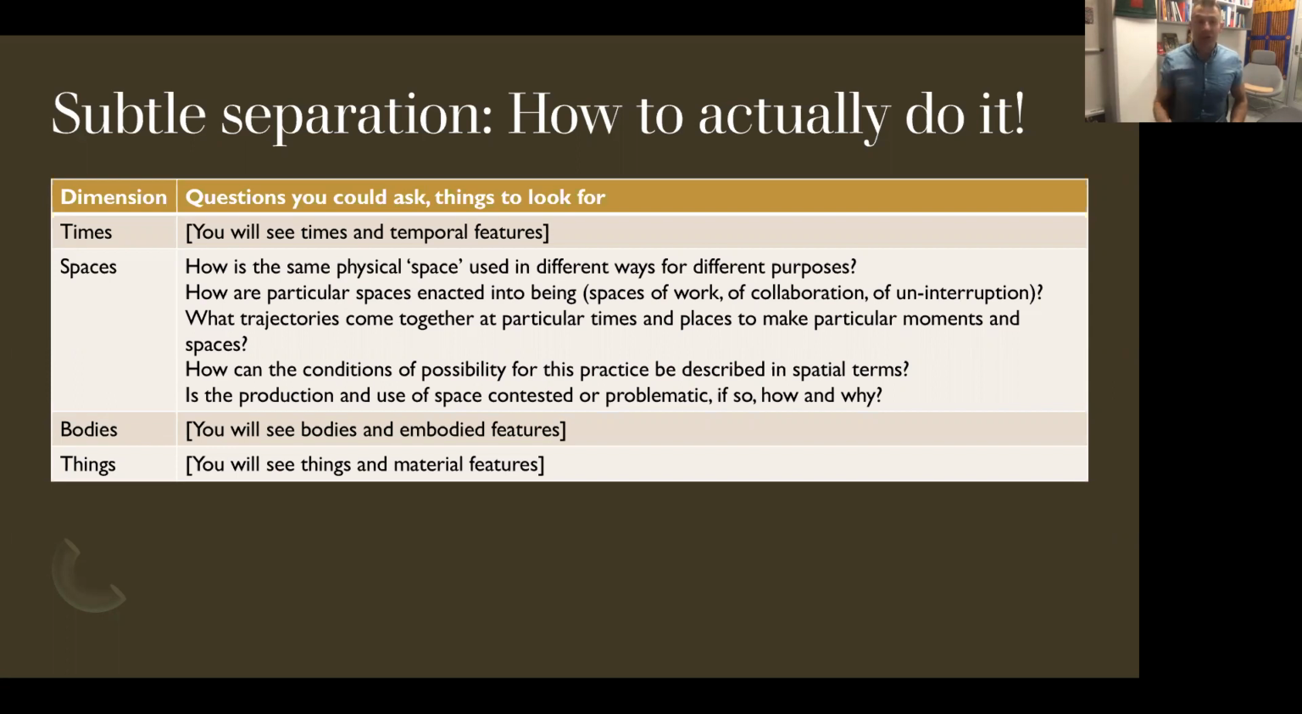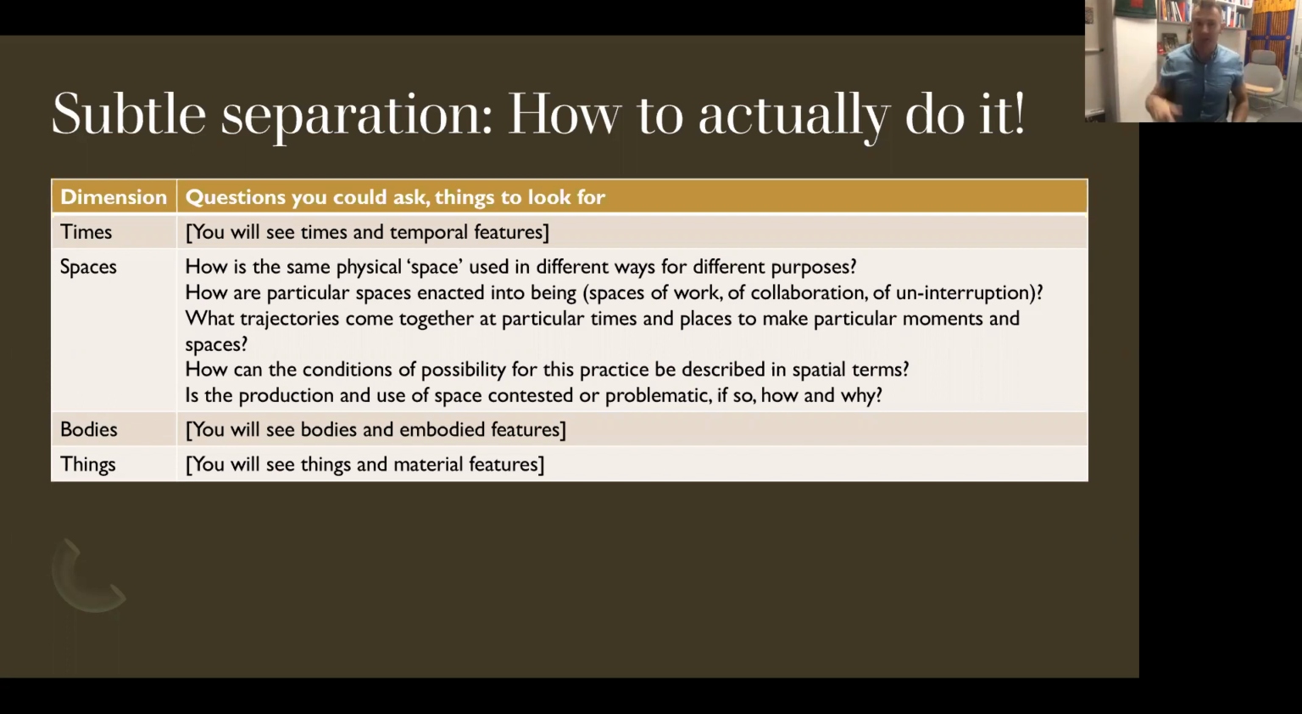This next question is coming from Doreen Massey. What trajectories come together at particular times and places to make particular moments and spaces arise? Any one space, for example, it could be a consultation between a doctor and a patient, or an accident on a building site, a space of risk. Doreen Massey will tell us there's a whole load of trajectories that come through at different time scales and things like that, which is why we're still seeing times even though we ask questions about space.